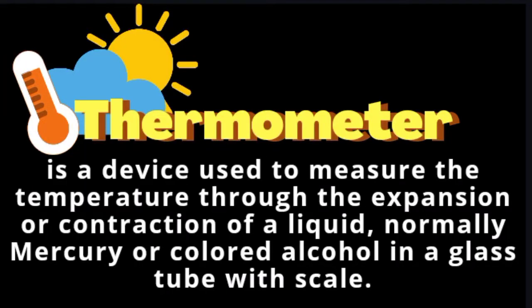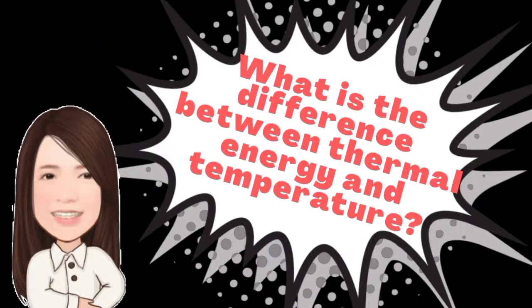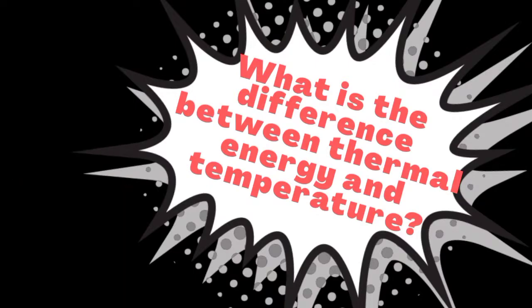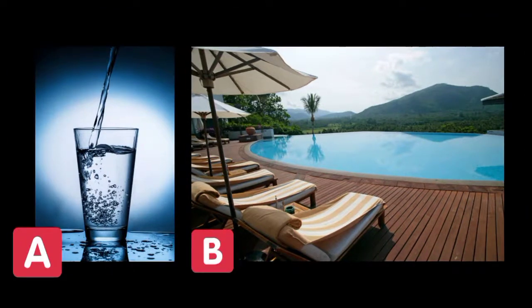A thermometer is a device used to measure the temperature through the expansion or contraction of a liquid, normally mercury or colored alcohol, in a glass tube with a scale. What is the difference between thermal energy and temperature? For example, a glass of water can have the same temperature as the swimming pool, but the water in the swimming pool has much more thermal energy because it contains more water molecules.